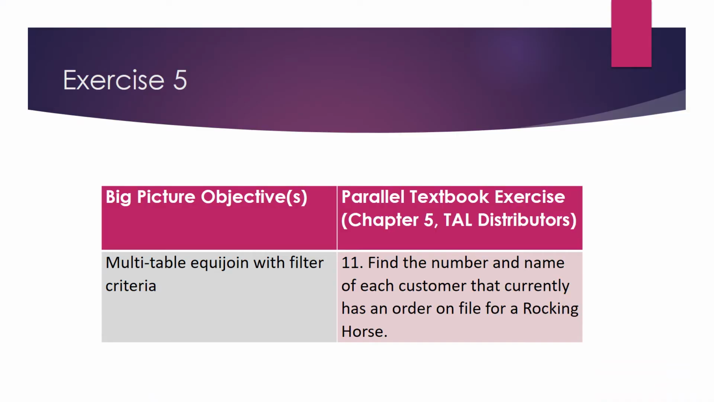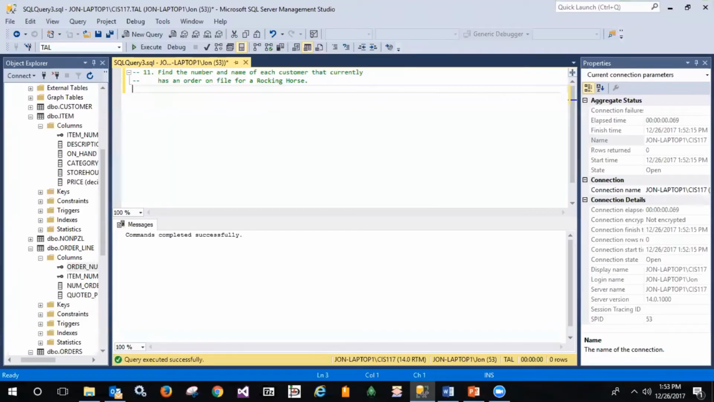Exercise 5 elaborates on a multi-table equi-join by adding filter criteria. Okay, our fifth exercise is based as a parallel to TAL number 11 in the current problem set. And this is going to build on what we just did. And recall the big picture, what we just did in the previous exercise was a multi-table join, so more than two tables. Now we're going to add in a filter. So we're going to do a multi-table equi-join and add some filter criteria.